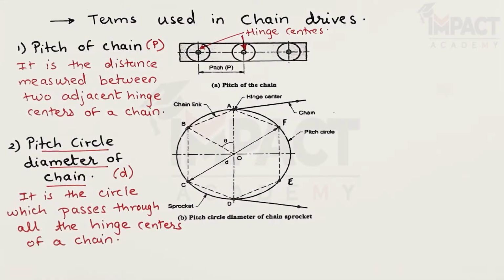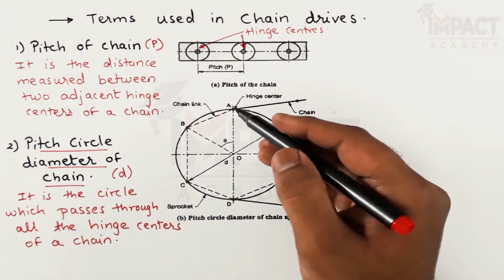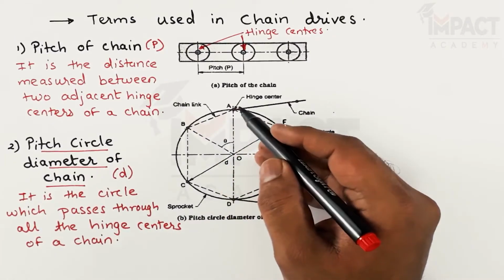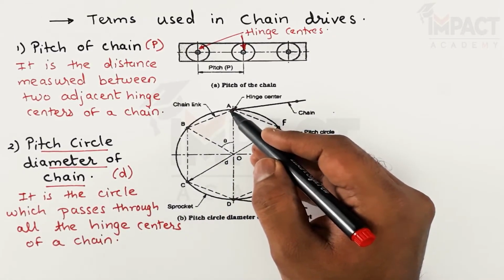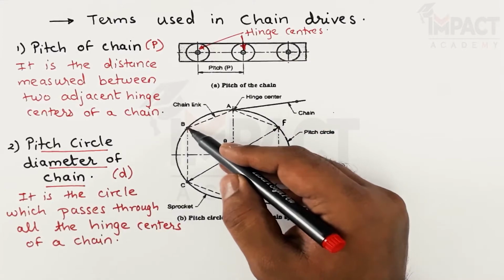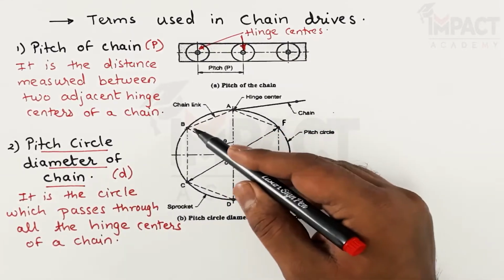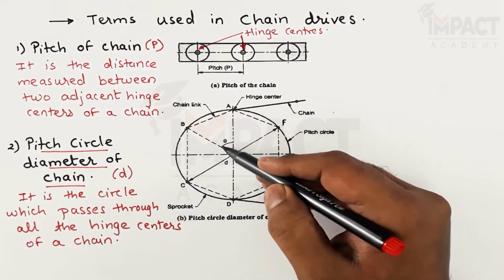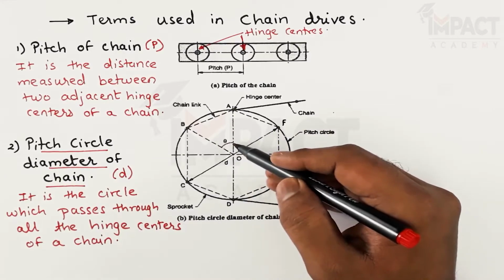So I'll write it down that it is the circle which passes through all the hinge centers of a chain, and pitch circle diameter is denoted by D. Next, as we can see in this diagram, when the chain is mounted onto the sprocket, A indicates one hinge center, B is the other hinge center, and both of them are subtending or making an angle theta at the center of the chain.